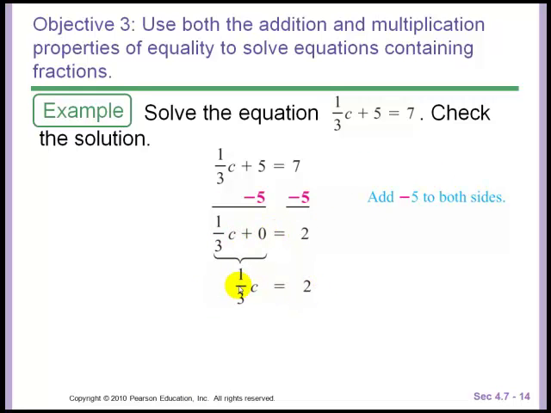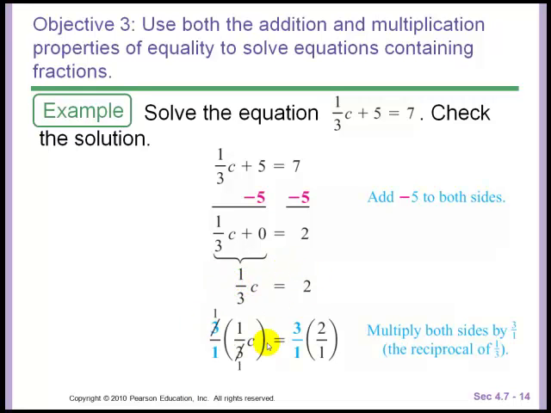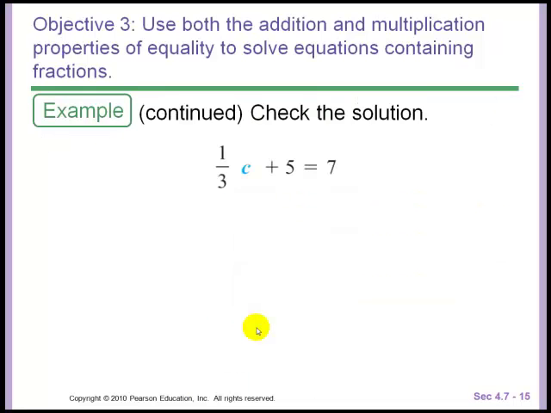Now to get this to be a coefficient of 1, we're going to multiply both sides by the reciprocal, which is 3 over 1. On the left, that all cancels out and leaves us with c. And on the right, 3 over 1 times 2 over 1 is 6. Our solution is 6. If we replace that, we get 2 plus 5 equals 7, and it checks out. Our solution is c equals 6.